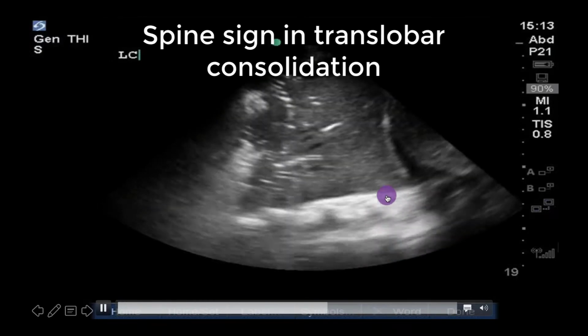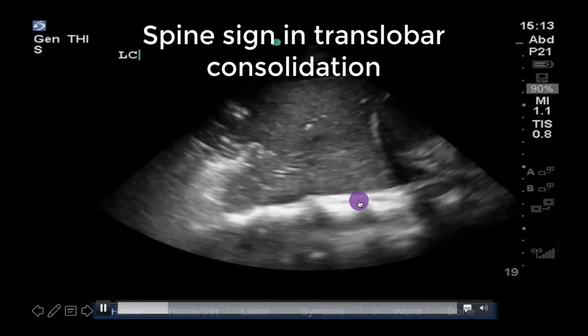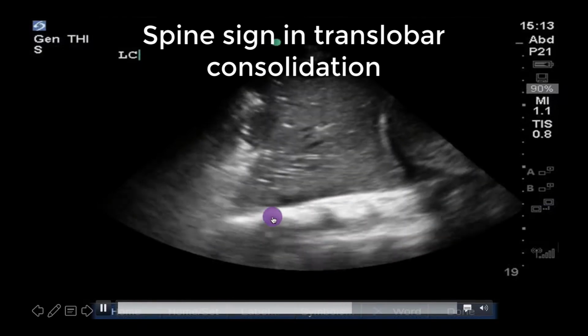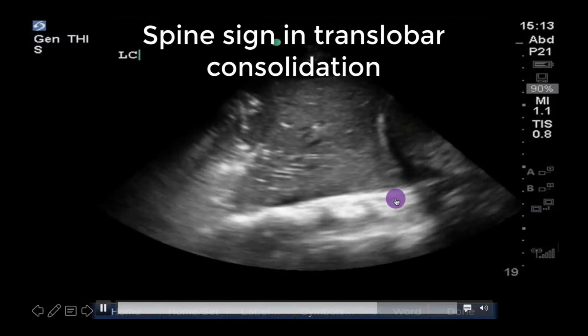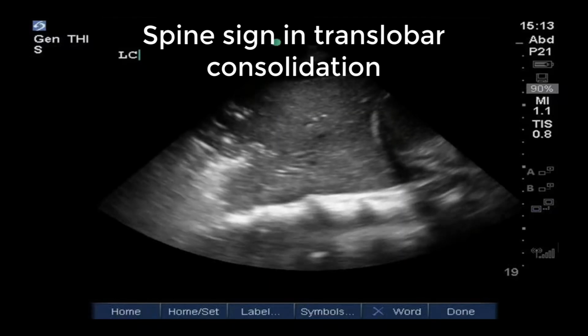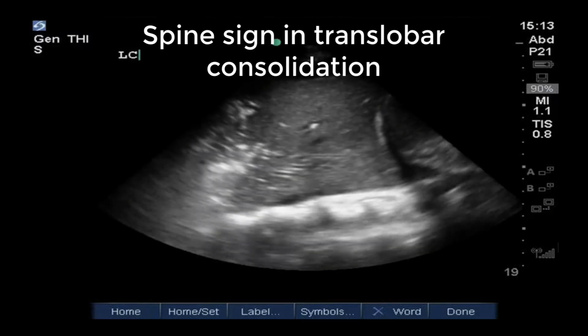This gives rise to the spine sign, or the visualization of the spine through the lung, which we have here. This helps us know that we are truly seeing consolidated lung and not a mirror image artifact.